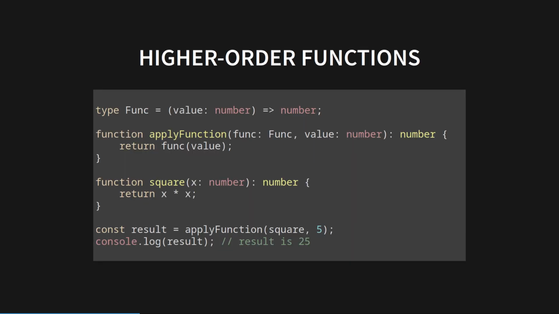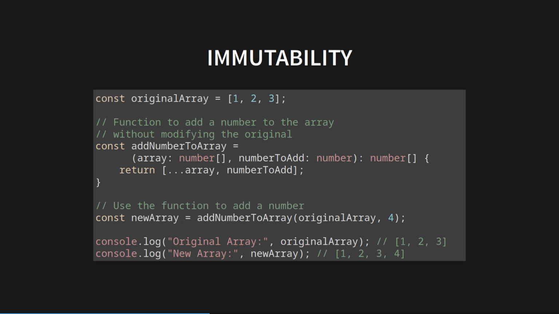Like we have determined before, higher-order functions are functions that can take other functions as arguments or return them as results. Like you can see, the apply function takes a function and a value, applies the function to the value, and returns the result. Square is a function that returns the square of a given number, and when used with the apply function, it squares the provided number. So what does immutability mean?